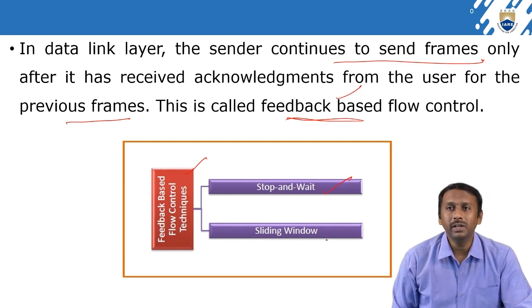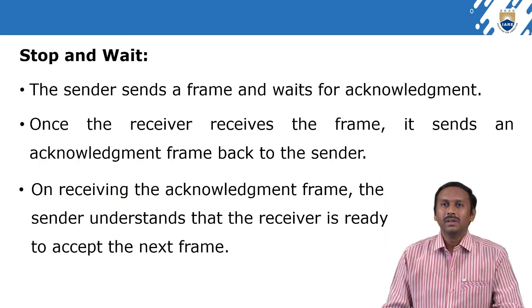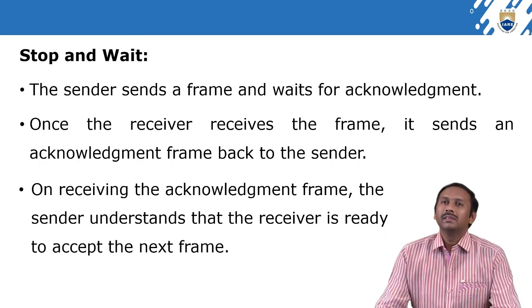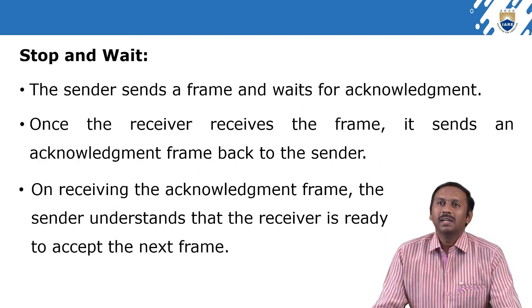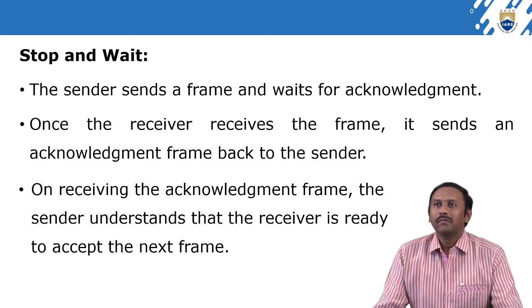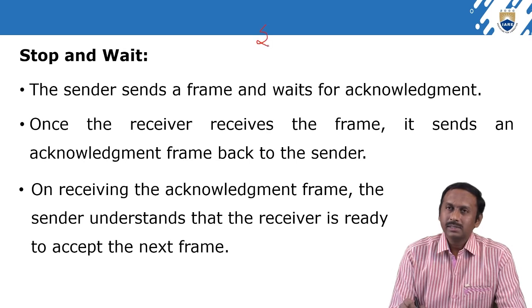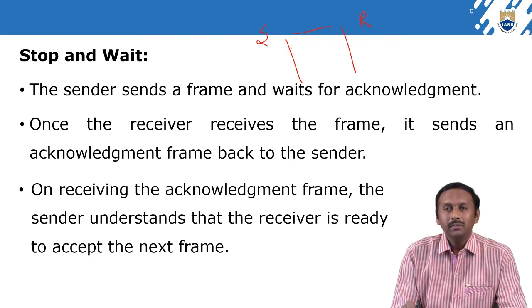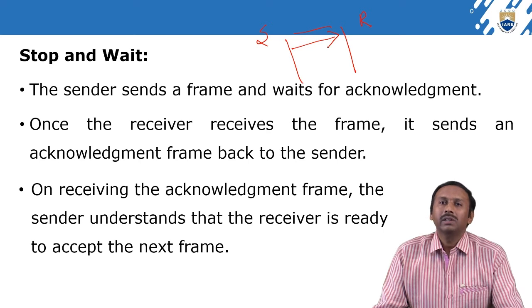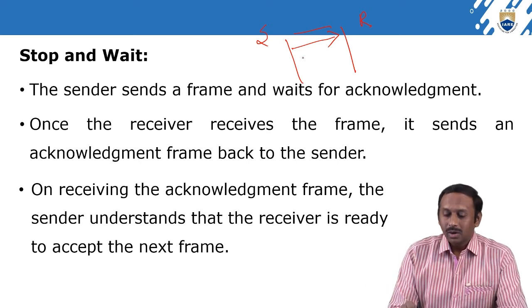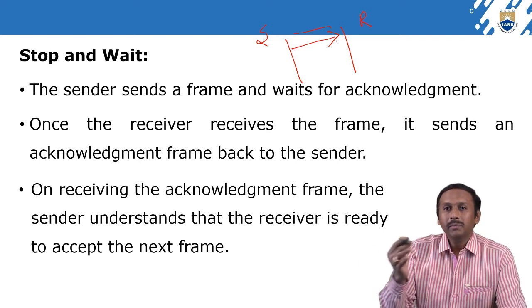This can be of two types: stop and wait, and sliding window protocol. We will discuss stop and wait and sliding window protocol. In the stop and wait protocol, the sender sends a frame and waits for acknowledgement. Here we have a sender as well as a receiver. The sender will first send one data frame, and then wait for the acknowledgement from the receiver.